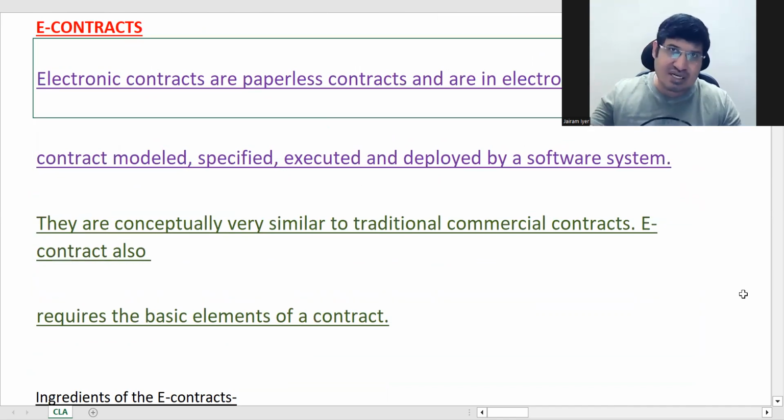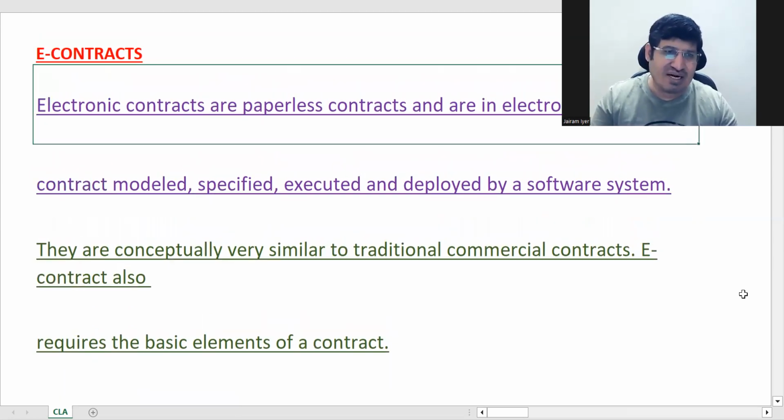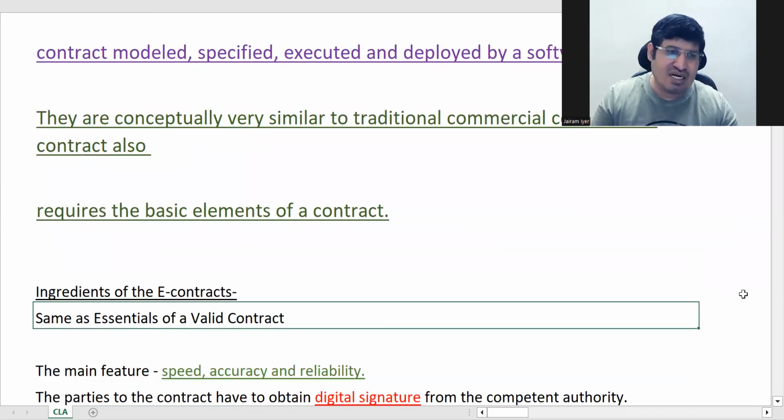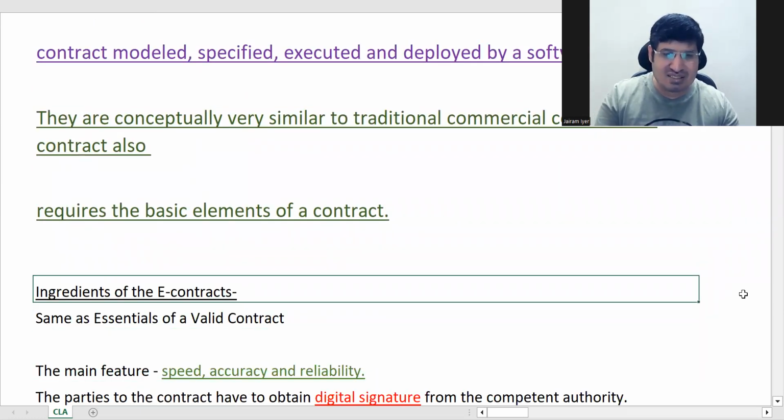You use a digital signature to sign it. That is generated through a contract and it is digitally signed. So when you are giving a document which is digitally signed, you are as liable as if you had signed it yourself. That's called an e-contract. So the ingredients of the e-contract are the same as the essentials of a valid contract.